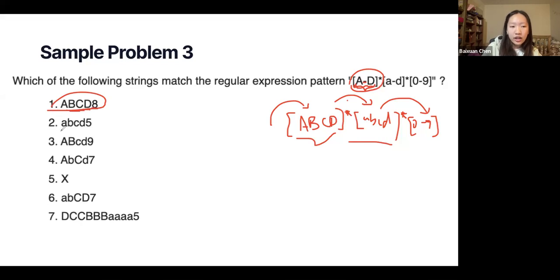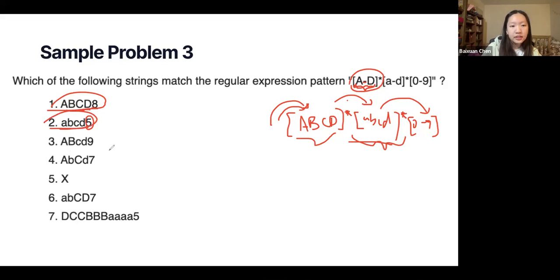Then let's check the next string. Similarly to the first string, it's lowercase letters a, b, c, d. So it doesn't go into the first part, but we don't need it to be accepted by the first part because, again, it is a Kleene star, so there are 0 or more of uppercase A, B, C, and D. So then all of this will be put into the expression for 0 or more of lowercase a, b, c, and d. And then we need a digit at the end. So this one works because we have a digit at the end. So 1 and 2 both work.